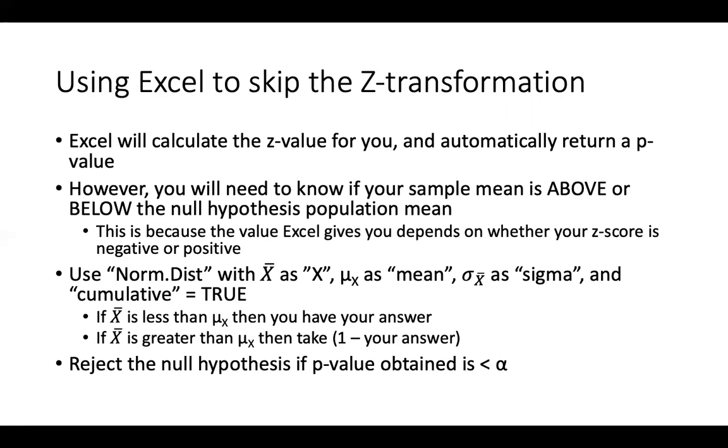Oh, right. We're also going to set an alpha value, and as before, we're going to decide whether to reject the null hypothesis or not if our p-value is less than alpha, right?